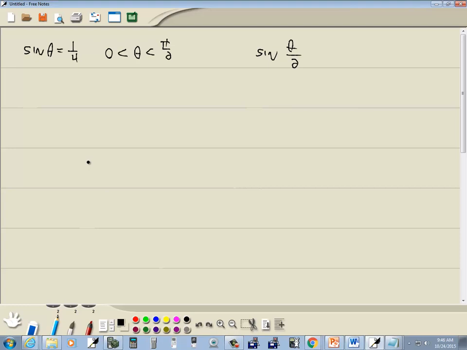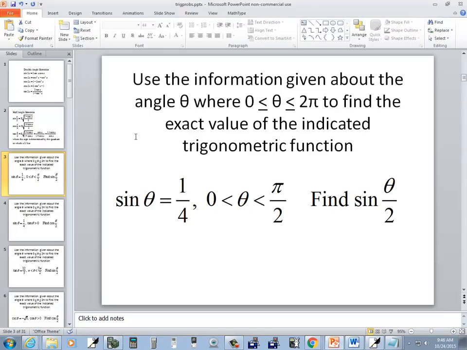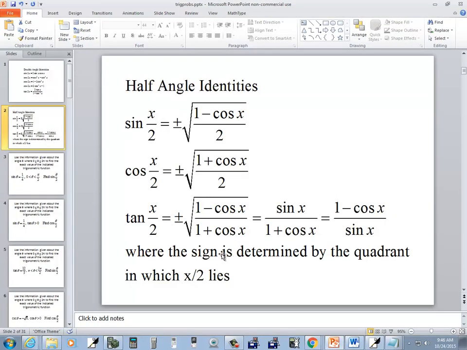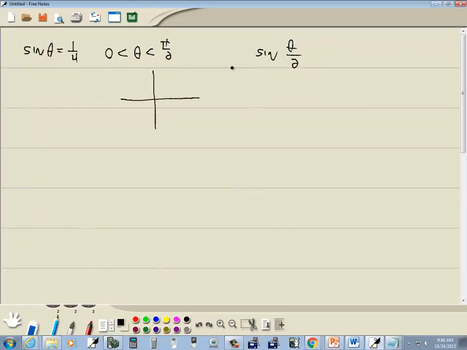Well, first off, let's talk about our quadrants. Because of the half angle, you have different plus or minuses for these, and that sign is determined by the quadrant in which x over 2, or theta over 2, lies. If they tell us that theta is somewhere in quadrant 1, then half of theta will also be in quadrant 1. So we're dealing with quadrant 1, where everything's positive.